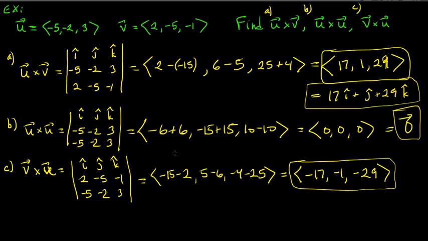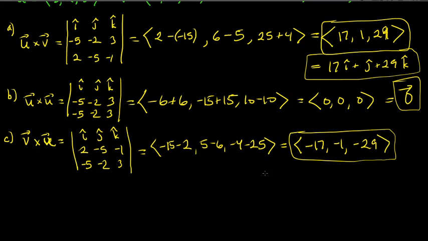So that should look familiar, right? If you look at part A, all the components were positive. In part C, we got the same numbers, but they're all negative. In other words, this is really just the opposite of u cross v. So whenever you take the cross product in the opposite order, you don't get the same thing. The cross product is not commutative. It's anti-commutative. You get the same vector, but it points in the opposite direction. Okay, so that's going to be our first property.